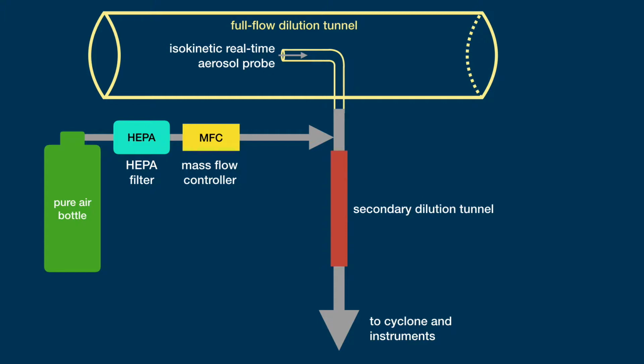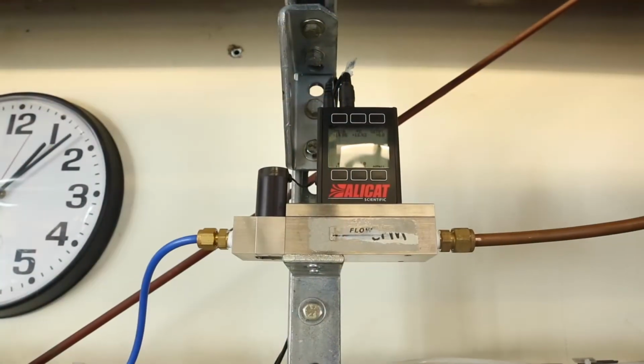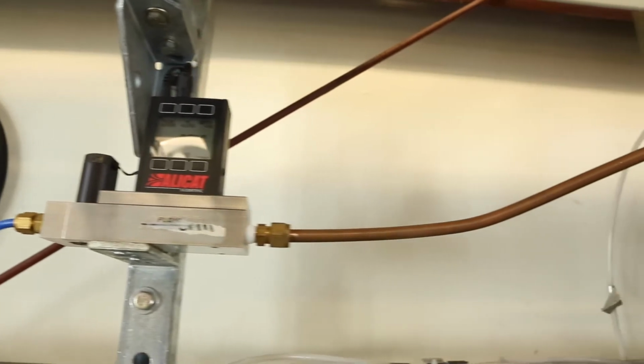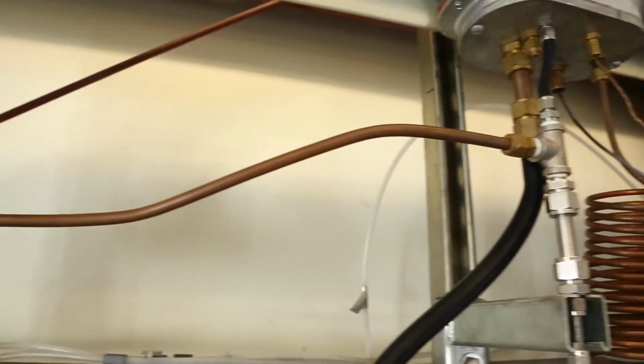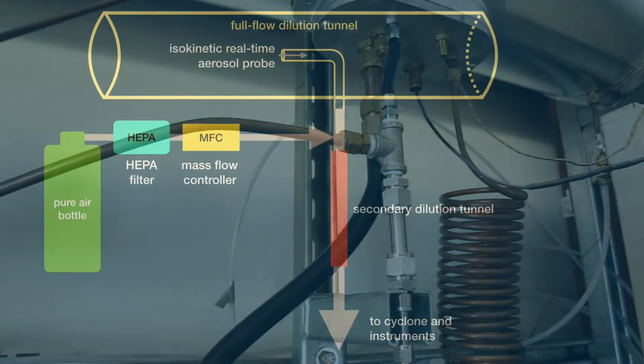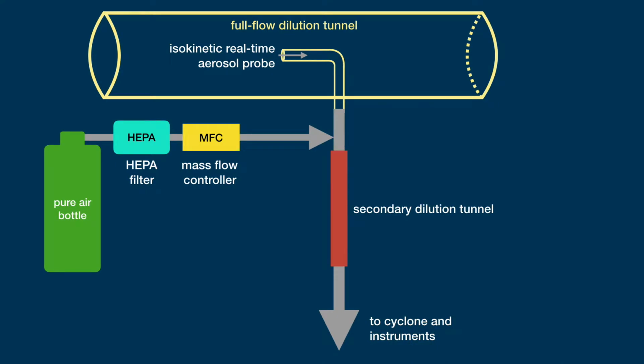The flow of dilution air into our secondary dilution tunnel is metered by a mass flow controller. The sampled emissions and dilution air are mixed in a secondary dilution tunnel before being split off into various instruments. Guaranteeing full mixing in the secondary dilution tunnel follows the same design principles we outlined in the training about duct and primary dilution tunnel design.